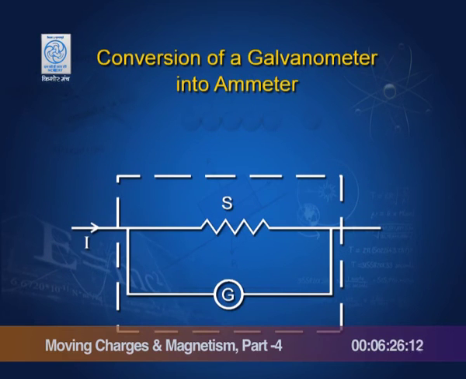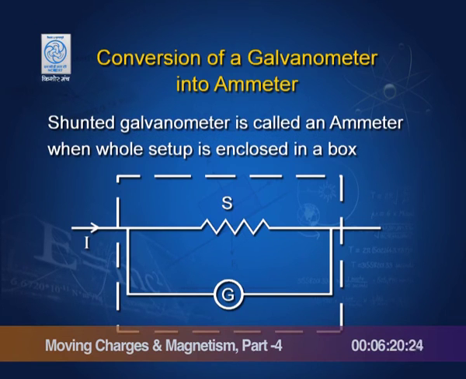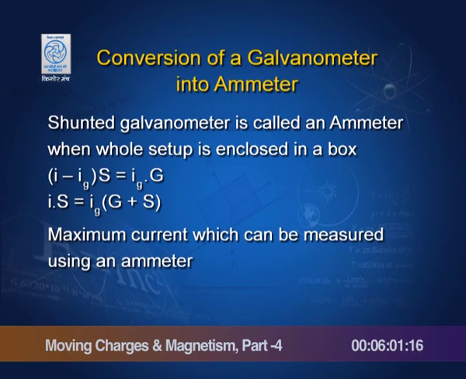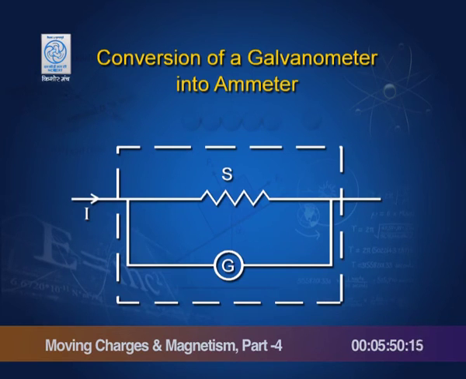Conversion of galvanometer into ammeter. We know a shunted galvanometer is called an ammeter when the whole setup is enclosed in a box as shown in the diagram. As (I minus Ig) into S is equal to Ig into G, so I into S will be equal to Ig into (G plus S). So, the maximum current which can be measured using an ammeter, I, will be equal to Ig into (G plus S) divided by S. Knowing the values of S and Ig, we can calculate the value of current I.